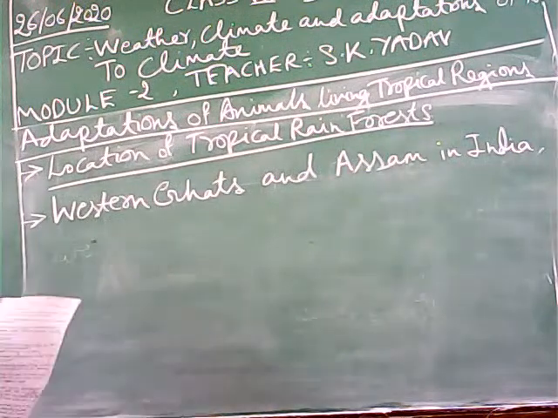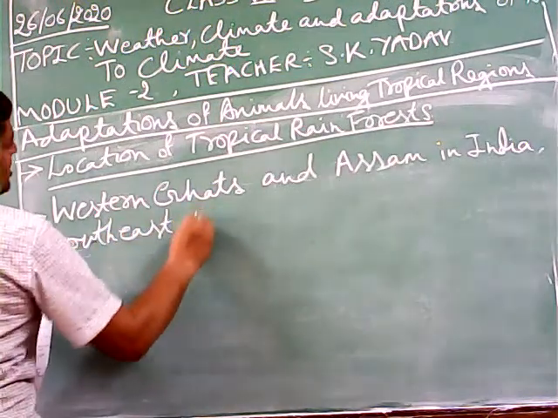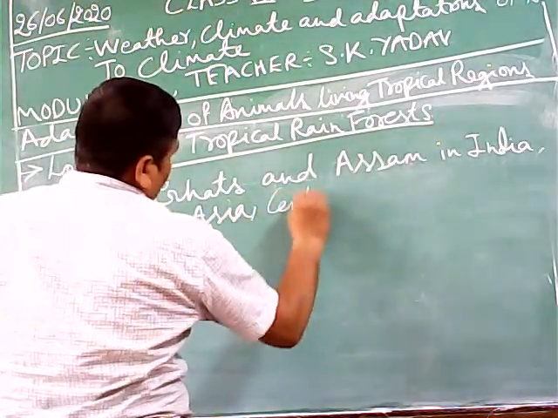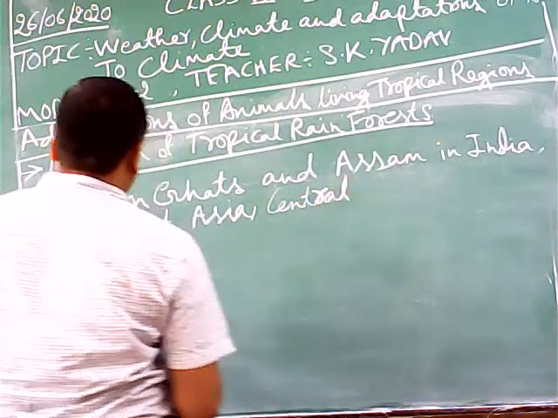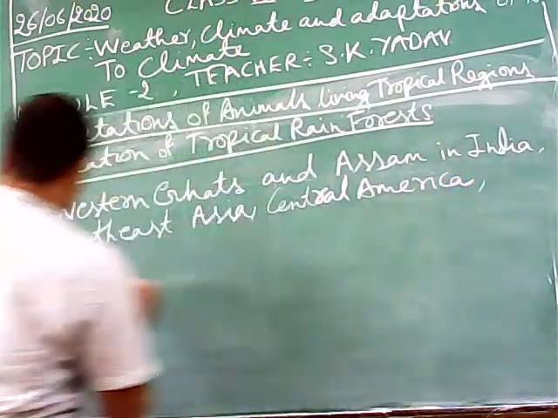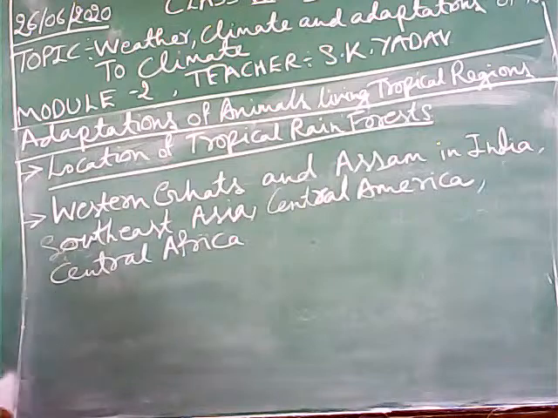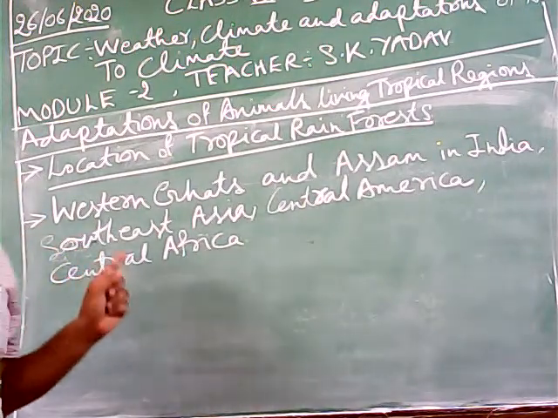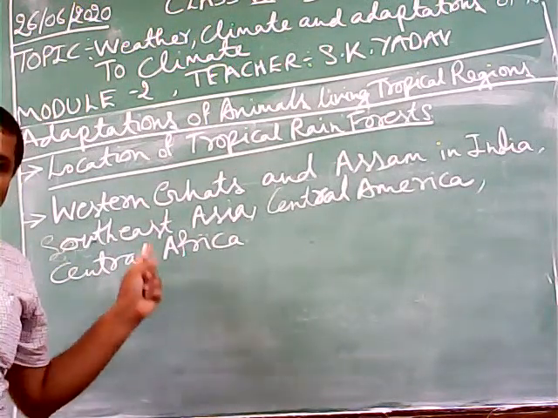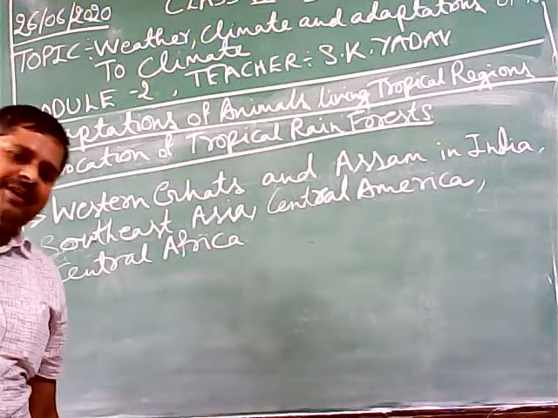And across the globe, they will ask: Southeast Asia, Central America, and Central Africa. This is one question you will definitely hear. You will get it in this form: write down the location of tropical rainforest in India, that is Western Ghats and Assam in India. And across the globe, Southeast Asia, Central America, and Central Africa.